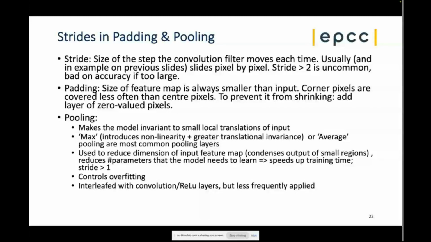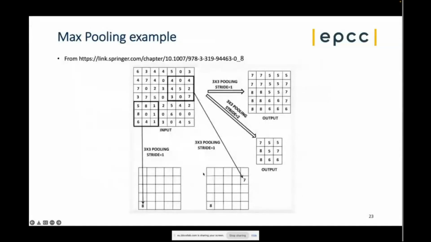Often you get pooling layers interleaved with convolution or ReLU layers, so convolution or activation function layers. But you normally see less pooling than you do convolution layers and ReLU layers. I think that max pooling is a pretty obvious example here. It's the same kind of thing: we just take all of these values. The highest one there is 7, so it ends up here, 7.